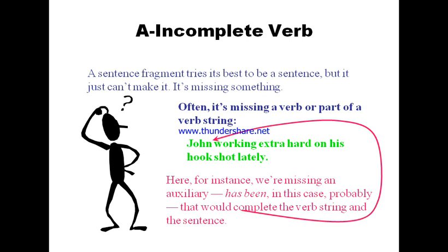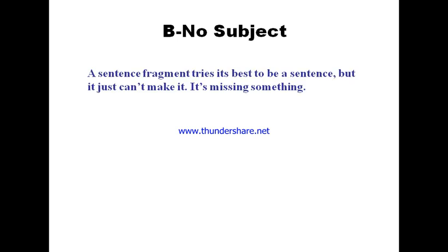So again, one type of fragments is a result of a group of words with an incomplete verb or with no verb at all. The second type of fragments is the group of words that has no subject. Again, remember, a fragment tries its best to be a sentence, but it just can't. It's missing something. And here, the subject is missing.